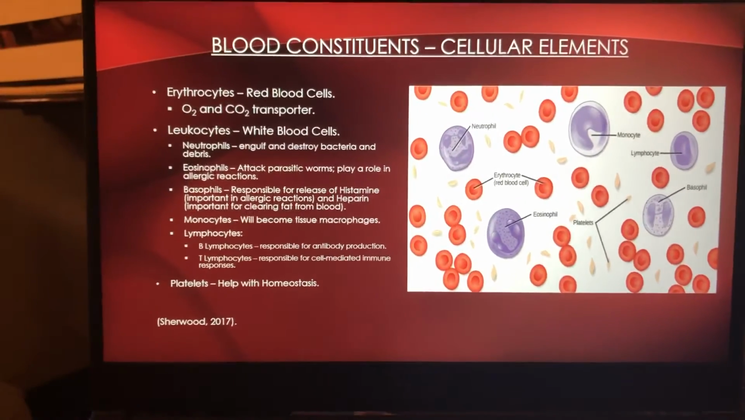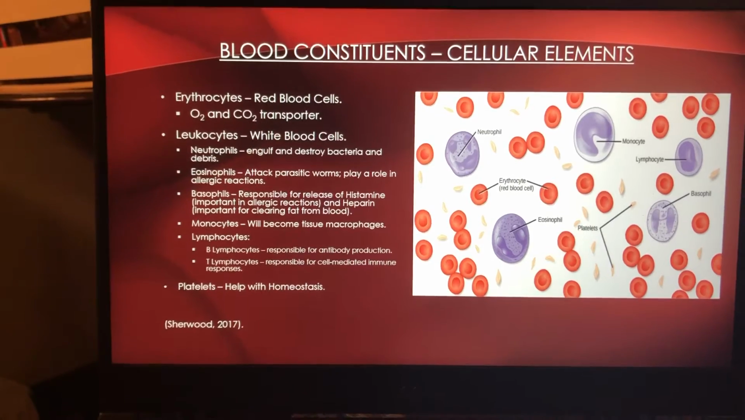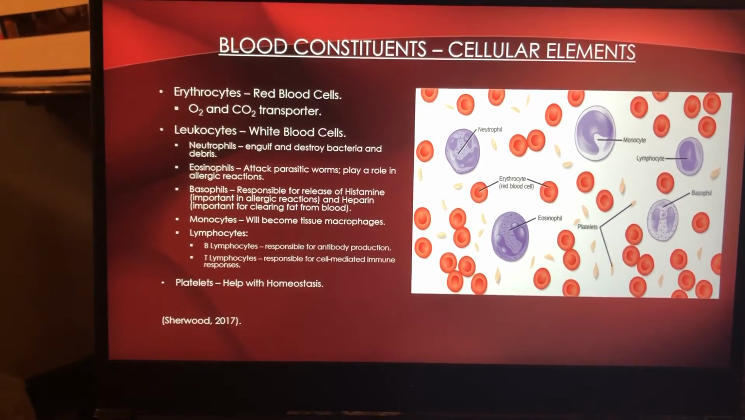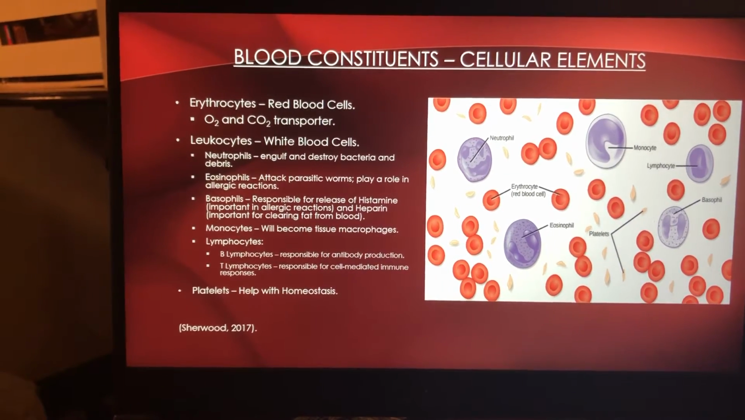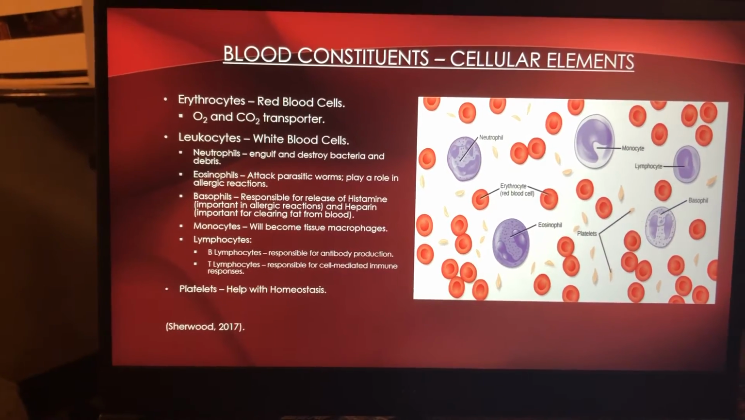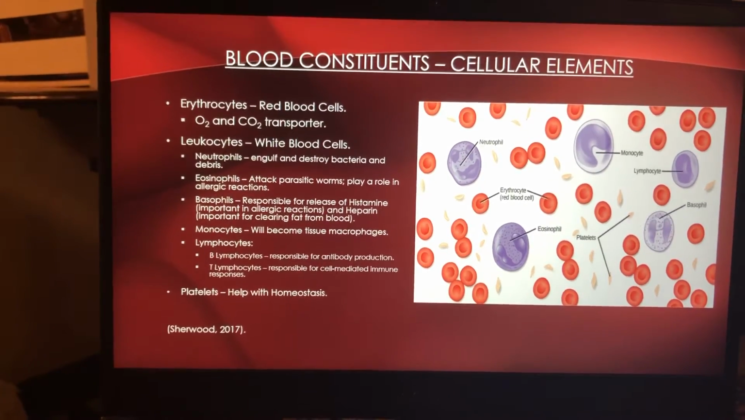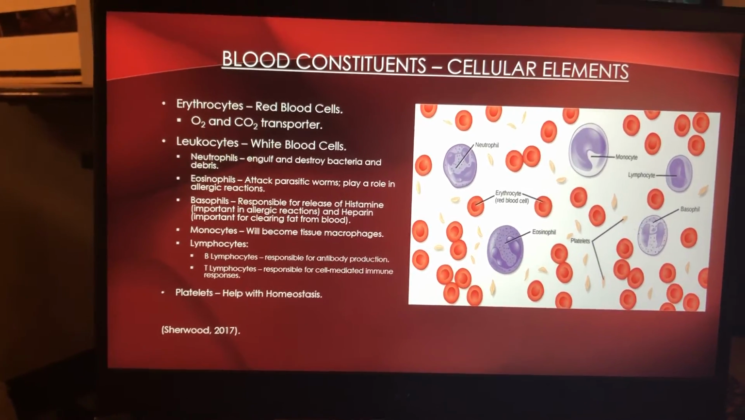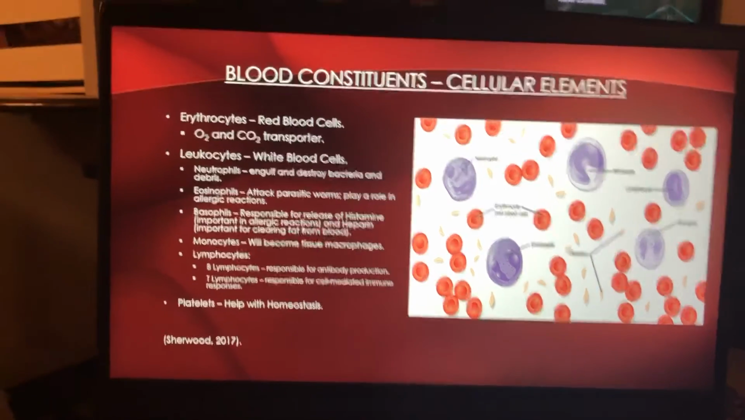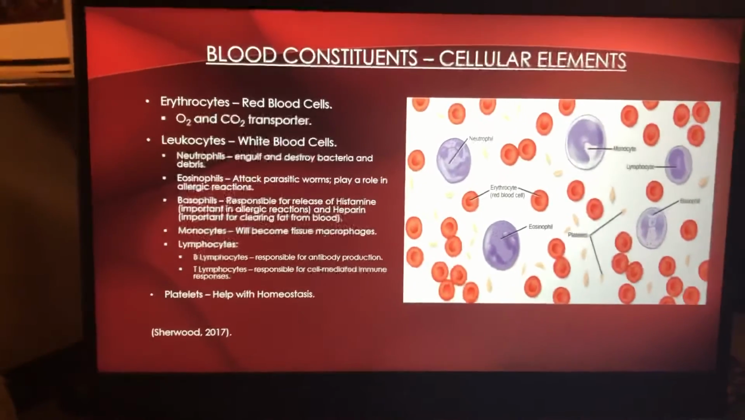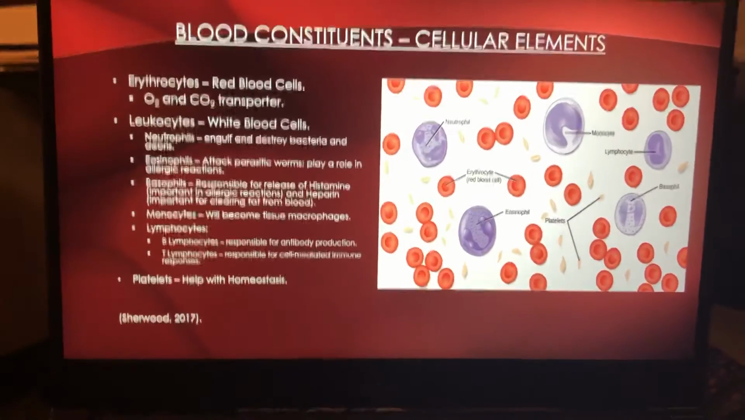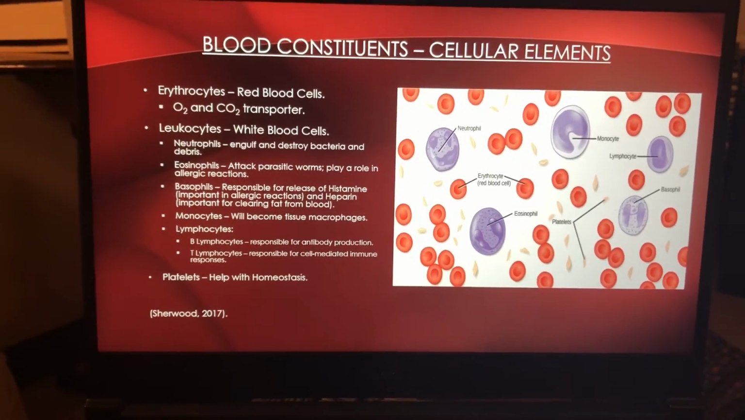B lymphocytes are responsible for antibody production. So when our body gets a certain type of virus, these antibodies are produced so that our white blood cells can respond more efficiently the next time our body is exposed to that virus.